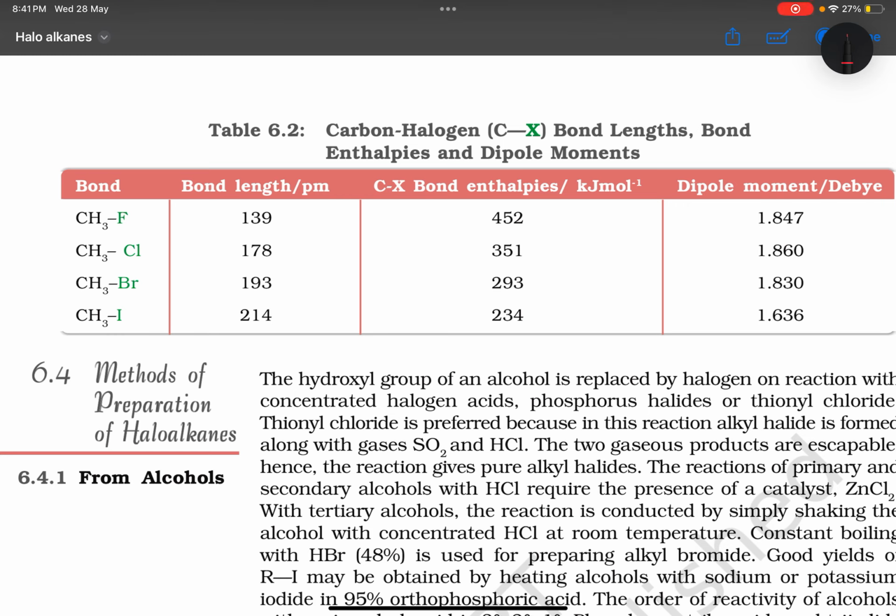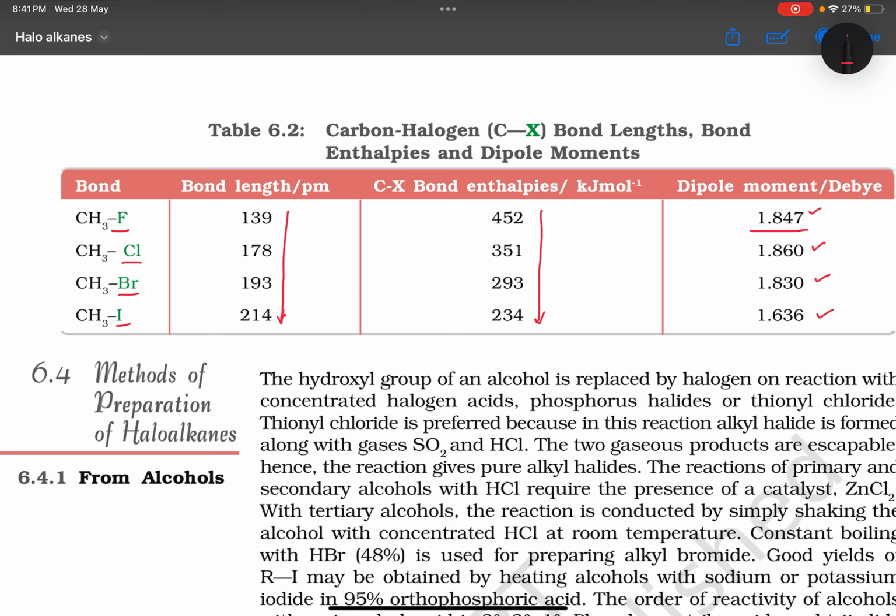But before that, you see CH3F, Cl, Br, I, iodine being larger, so bond length is increasing, so nothing special here. And bond enthalpies, when bond length increases, bond enthalpies decrease. No need to remember any values, don't remember. Dipole moment 1.847, 1.860, 1.830, 1.636.